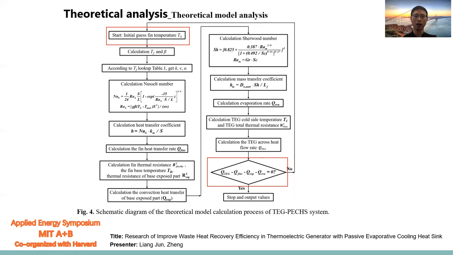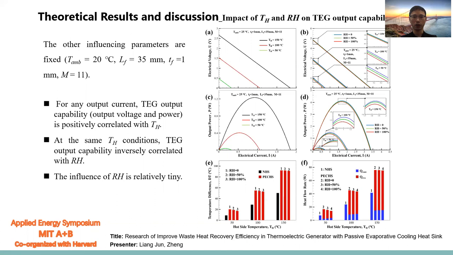So firstly, we try to figure out the impact of TH and RH on the TEG output capacity. TH is the outside temperature, and RH is the relative humidity. The other influencing parameters are fixed. From figures A, B, C, D, we can see that for any output current, the TEG output capacity, like output voltage and power, is positively correlated with TH. At the same TH conditions, the TEG output capacity is inversely correlated with RH.